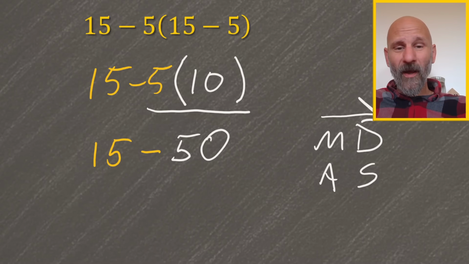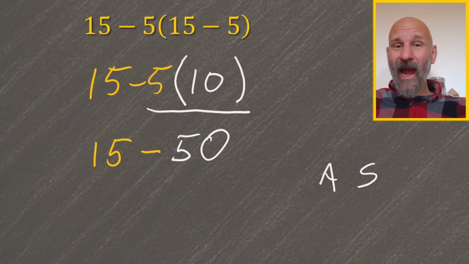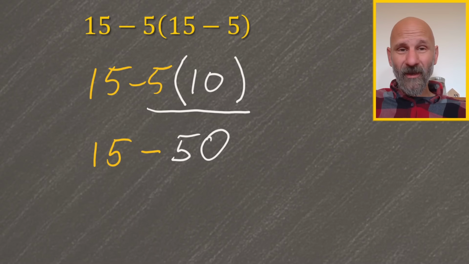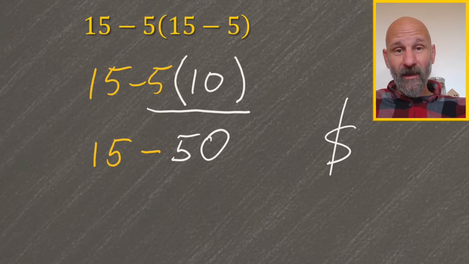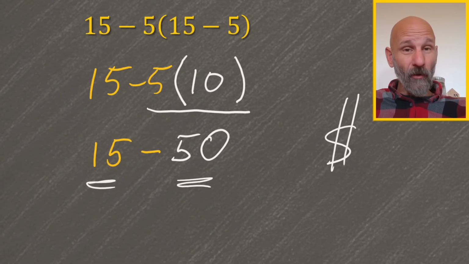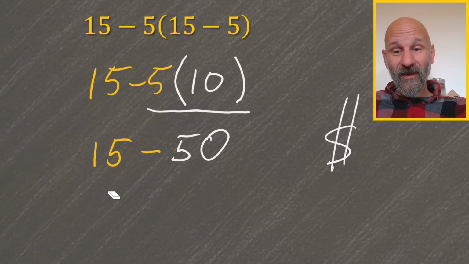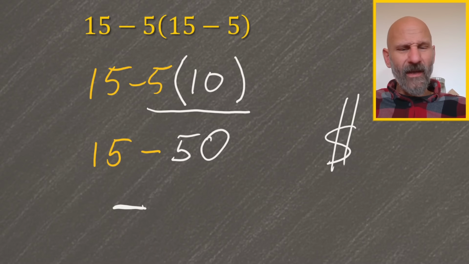So now we're done with multiply, divide. Now we're just on add, subtract. In this case, it's just a subtract. So let's do that. I got 15 minus 50. Now, this is going to be a negative number because if you're thinking dollars or money, you only have $15 and you're going to pay 50 because the 50 is the negative or the minus. Okay, so we're going to owe money at the end. So now I know my answer is going to be negative. So I can put the negative symbol down there.